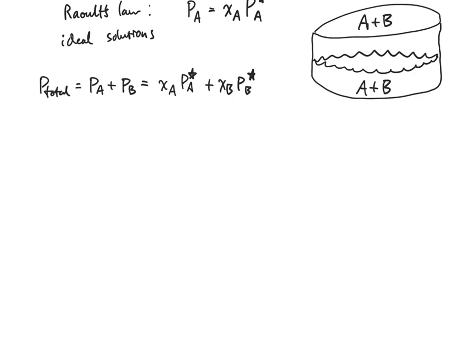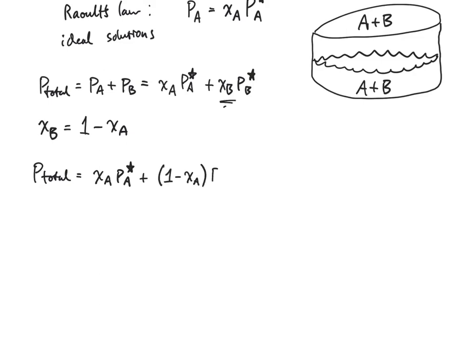But the mole fractions of A and B have to add up to 1, so we can just say that the mole fraction of B is equal to 1 minus the mole fraction of A. And then we can plug that into that spot right there. So what we get is that P total is equal to XA PA star plus (1 minus XA) PB star.